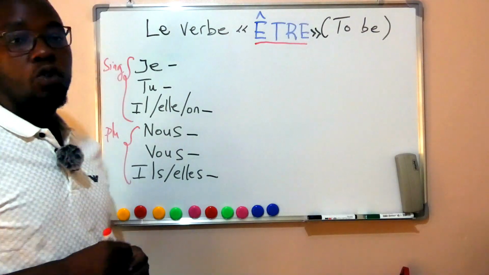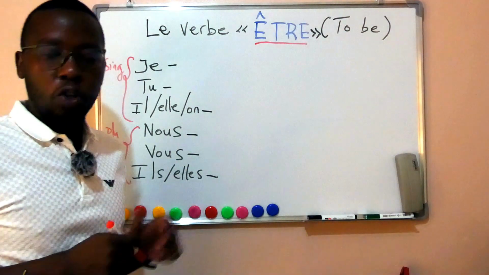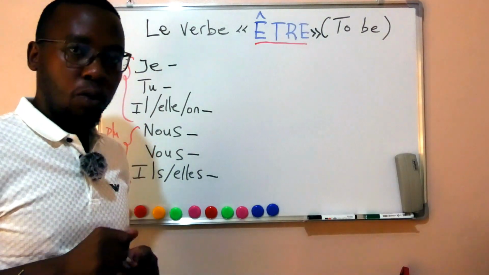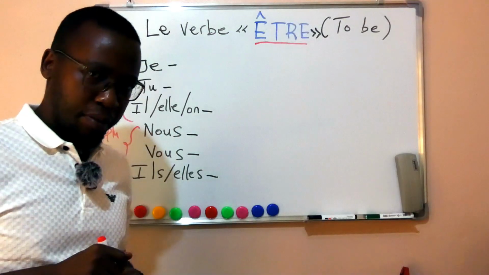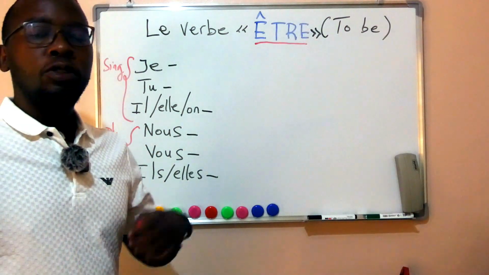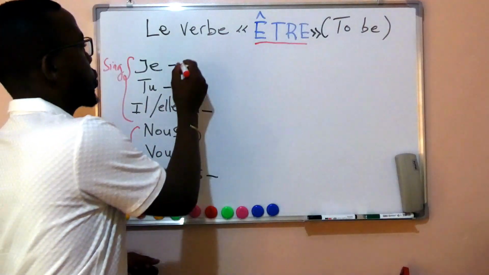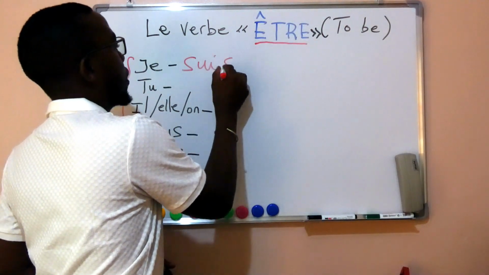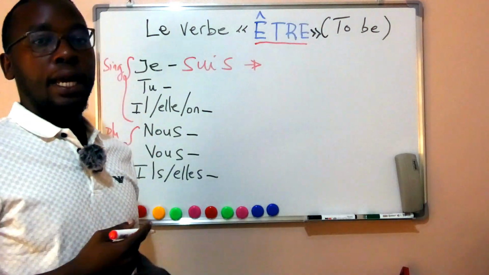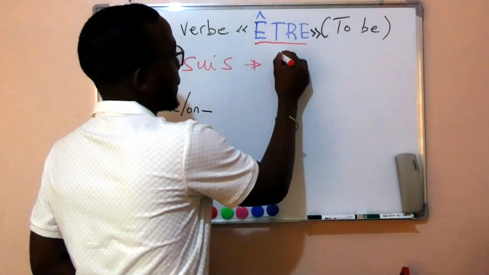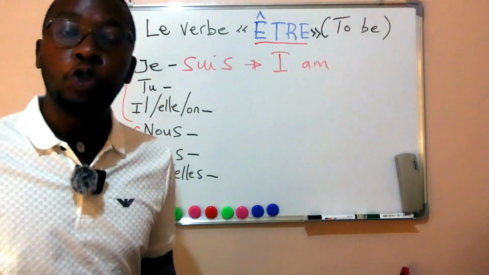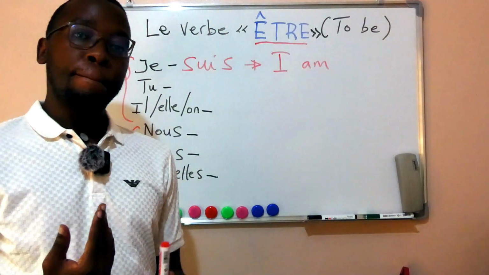So now we are going to use these personal pronouns to conjugate the verb être, to be. Alors, commençons par le commencement. Okay? Now, je suis. Je suis. I am. Je suis. I am.